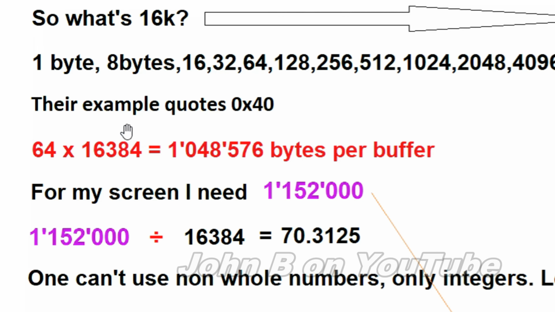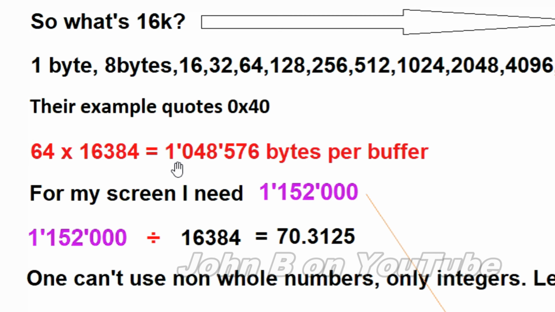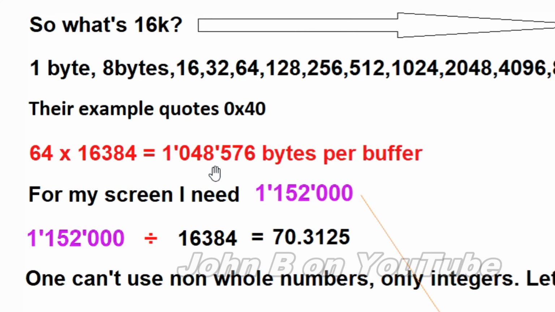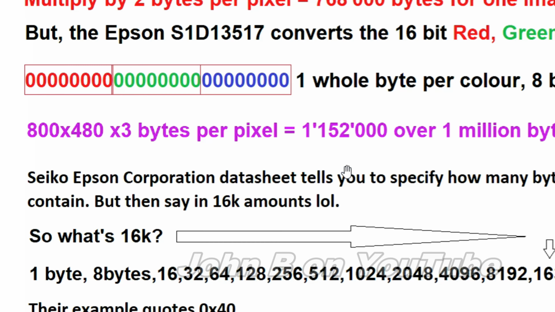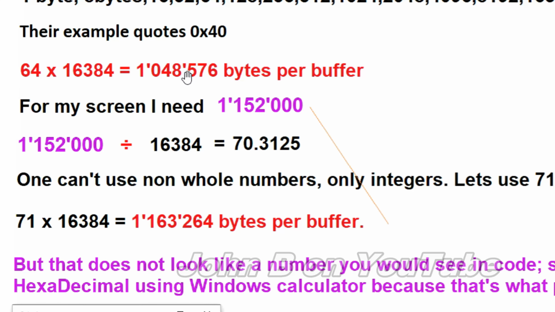64 times 16K equals 1,048,576 bytes per buffer. But up here you can see we need 1,152,000. So this number isn't big enough. So for my screen I need 1,152,000 minimum per buffer. So 1,152,000 divided by 16K equals 70.3125.